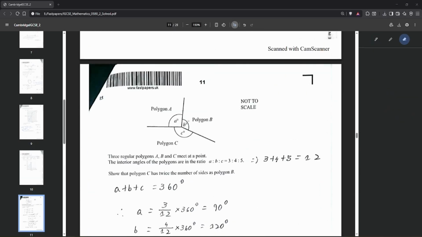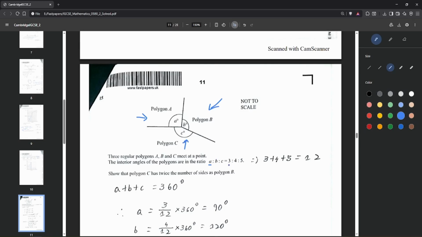In this question, you are given 3 polygons which have an intersecting angle, right? So 3 regular polygons A, B, C meet at a point. The interior angles of the polygons are in the ratio A is to B is to C is equal to 3 is to 4 is to 5. So you are given a ratio question. At first we will find the angle for each of the shapes.